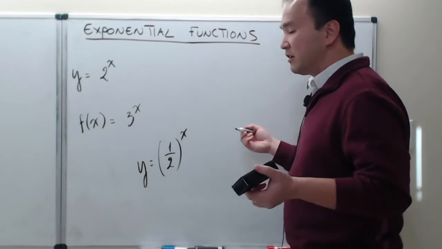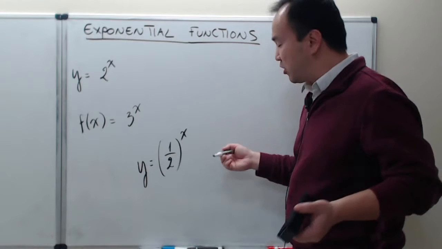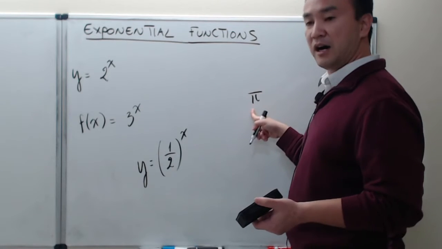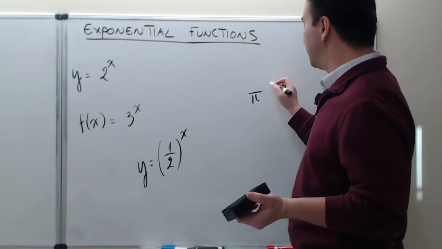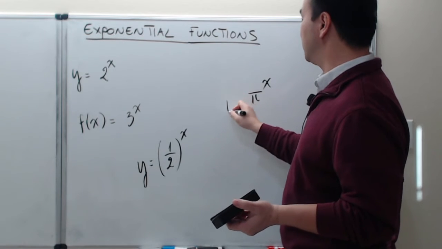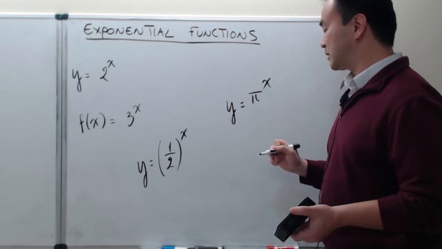Or even a nasty looking number, basically what I mean is an irrational number, like pi right here. It's a positive number, it doesn't have to be nice looking. But now we can raise that to the x power, and we have another exponential function.